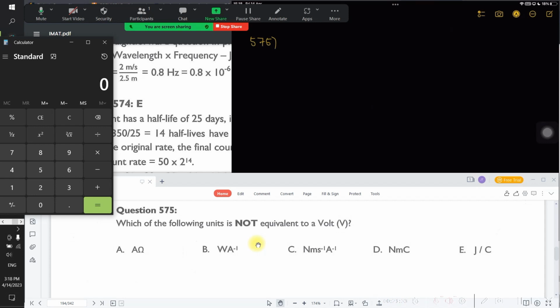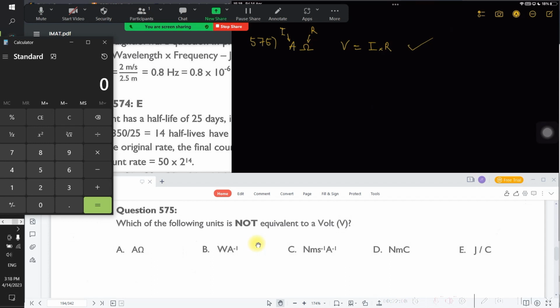So first, A is ampere ohm. You know this one is basically intensity. This one is resistance. And you know that voltage is actually current times resistance, right? So A is correct. Câu A đúng, tại vì cái này ampere nhân cho ohm nó chính là cái cường độ dòng điện nhân cho cái điện trở, mà nó cũng chính là cái volt luôn, voltage.